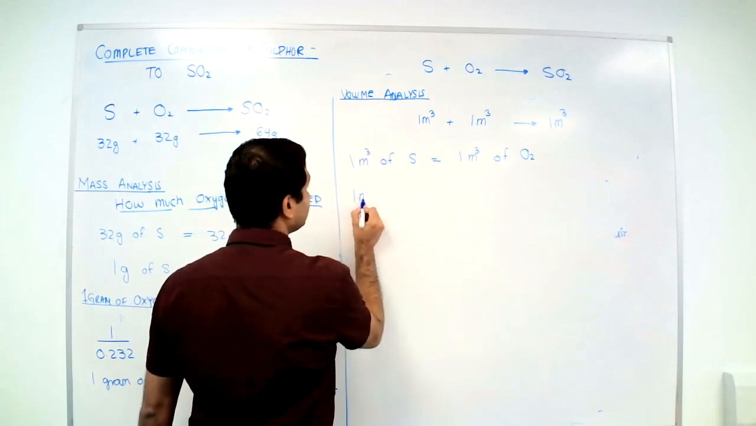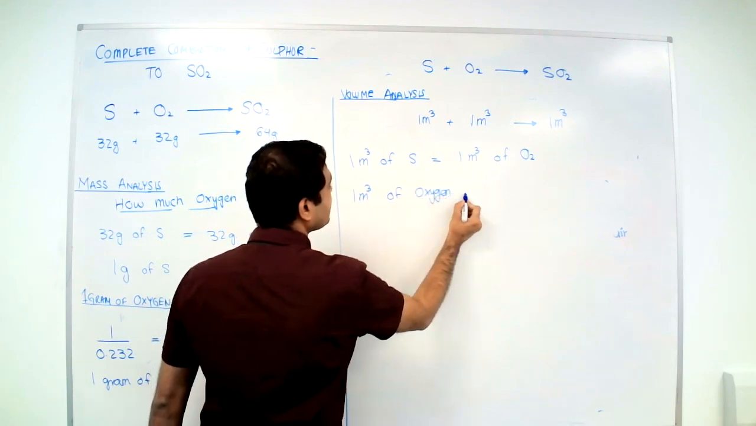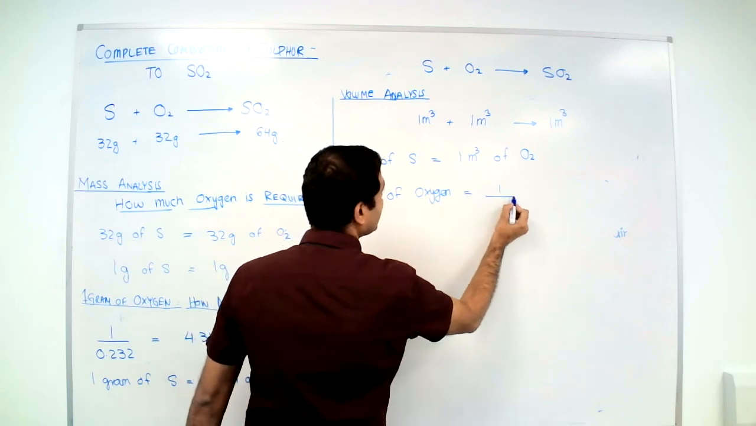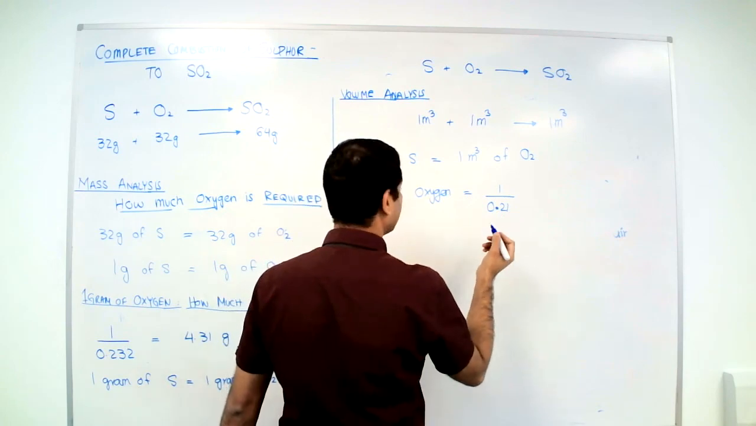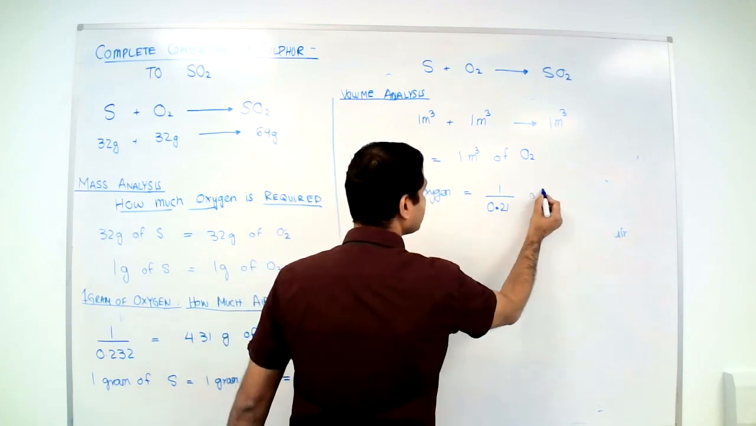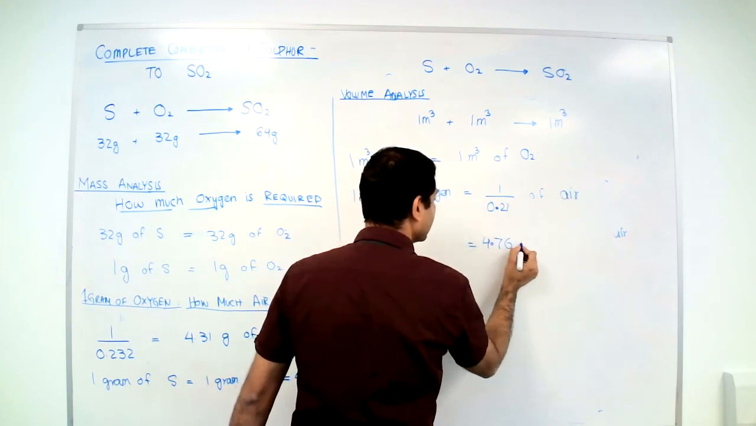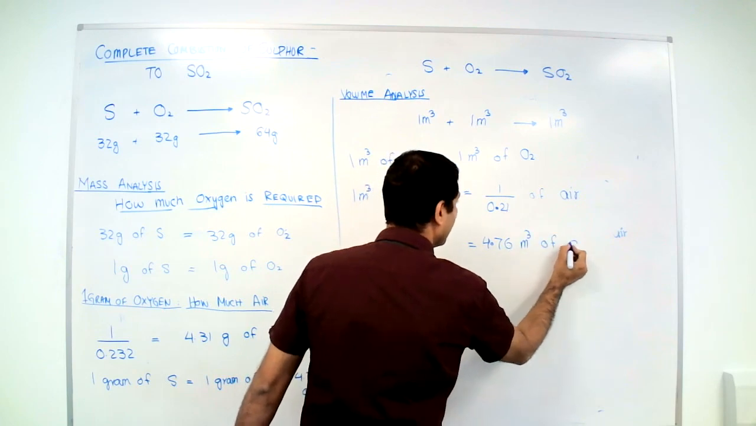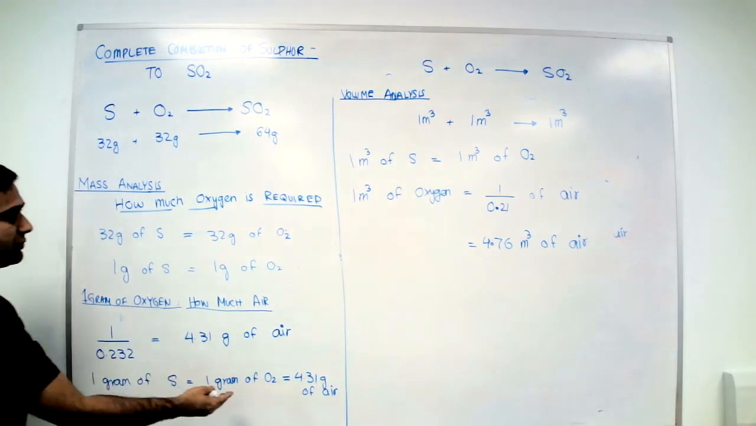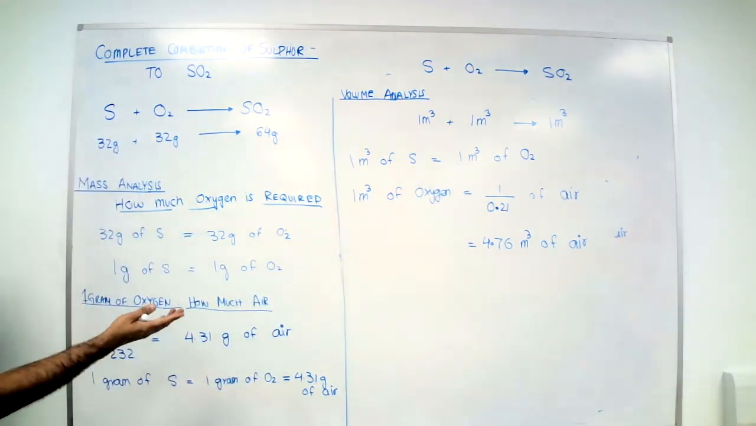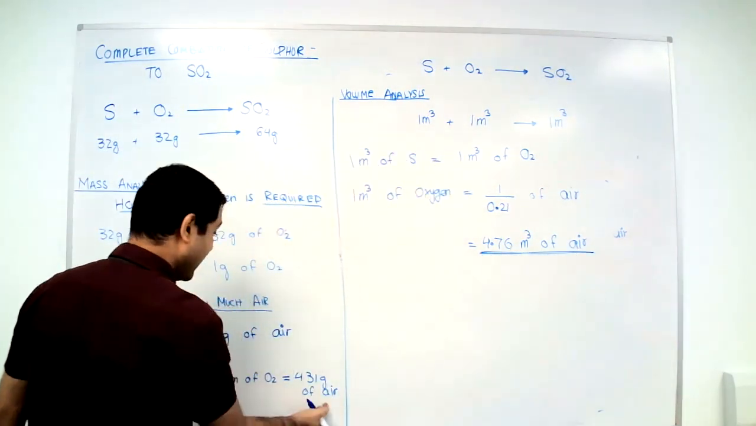Now, 1 meter cube of oxygen needs how much air? 1 over 0.21, because it's 21%. And you got an answer? 4.76. Thank you. 4.76 meter cube of air. So the volume of air is always going to be higher than the grams.